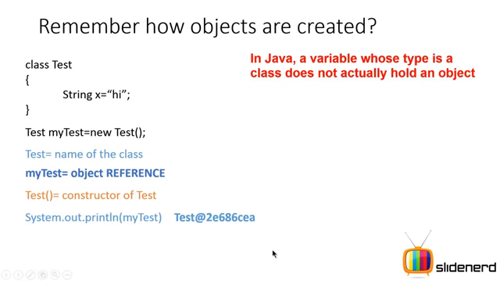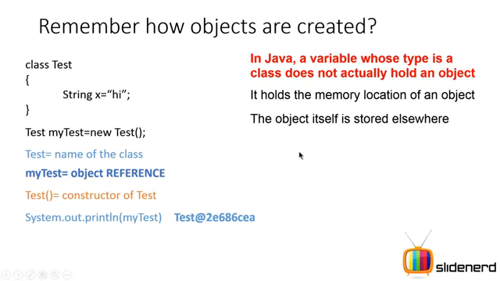You see, in Java, a variable whose type is a class does not actually hold an object. In other words, this myTest variable does not contain the object, or it is actually not the object. It contains a reference to the object actually stored somewhere else. It holds the memory location of the object. So when you print this myTest, it contains the address of where the actual object is stored in memory, and that is what is being printed here, 2E686CE8, a hexadecimal address. And Test over here is the name of the class to which this variable myTest belongs. The object itself is stored somewhere.